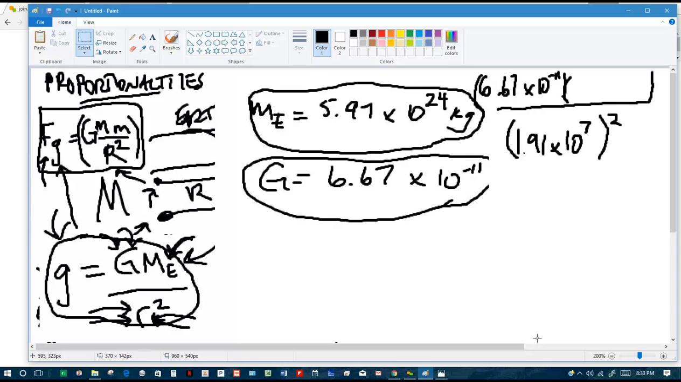I got 8.56, 8.5, 8.65 times 10 to the... So you must not be in scientific mode. So hit mode. Do you see the button labeled mode? It's next to the top left.